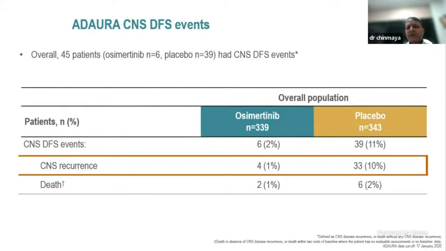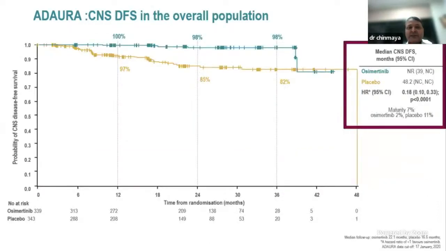And if you see the ADAURA CNS event analysis, with osimertinib it is 6% versus 39% in the placebo arm, and the CNS recurrences in the others are at death, the data have been censored. So in the CNS disease-free survival, if you analyze osimertinib, it is not reached versus 48.2 for placebo, which is quite significant, with a hazard ratio of 0.18, irrespective of the stage, irrespective of 1B, 2 or 3, in the overall population.